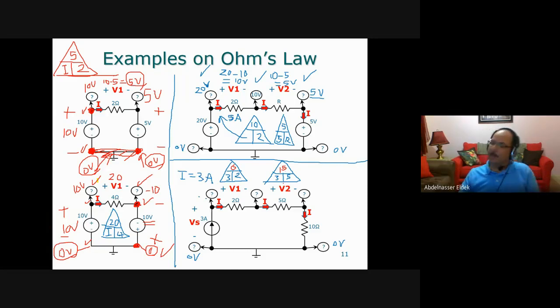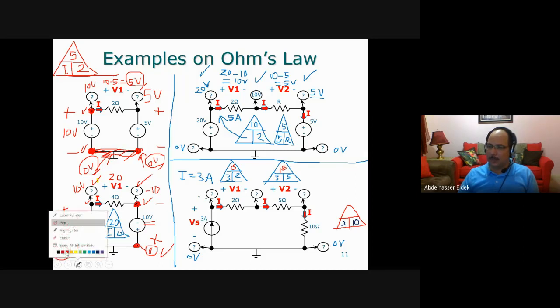Okay, next. What about R3? R3 is a 10 ohm. Okay, so we can also apply Ohm's law again. And then we can write the values in blue. So the current is 3. And the resistance is 10. Okay, so what's the voltage? The voltage will be 3 times 10, which is 30 volt.